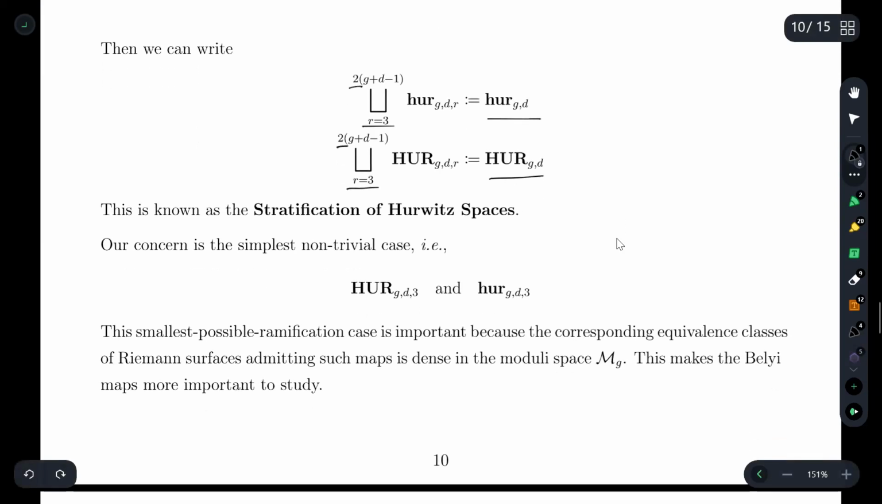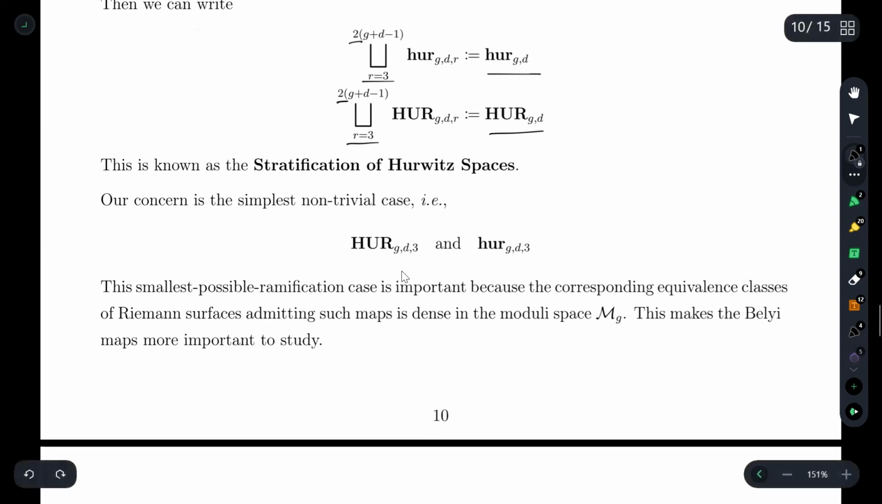But we will only consider the smallest possible or the simplest non-trivial case of ramification, where we will consider only those equivalence classes of Riemann surfaces and maps such that the number of critical values is 3. And we know that such maps are also called the Belyi maps.